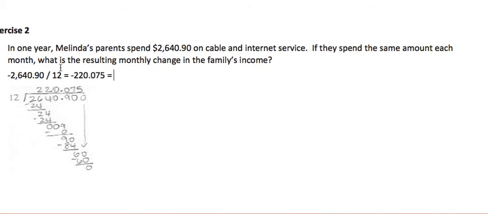This number is not a real dollar amount because we can only go to the penny position, the 1/100ths position of our decimal. So we'll need to look at the 5 and round to the nearest penny, in which case the amount when we round it is negative $220.08.